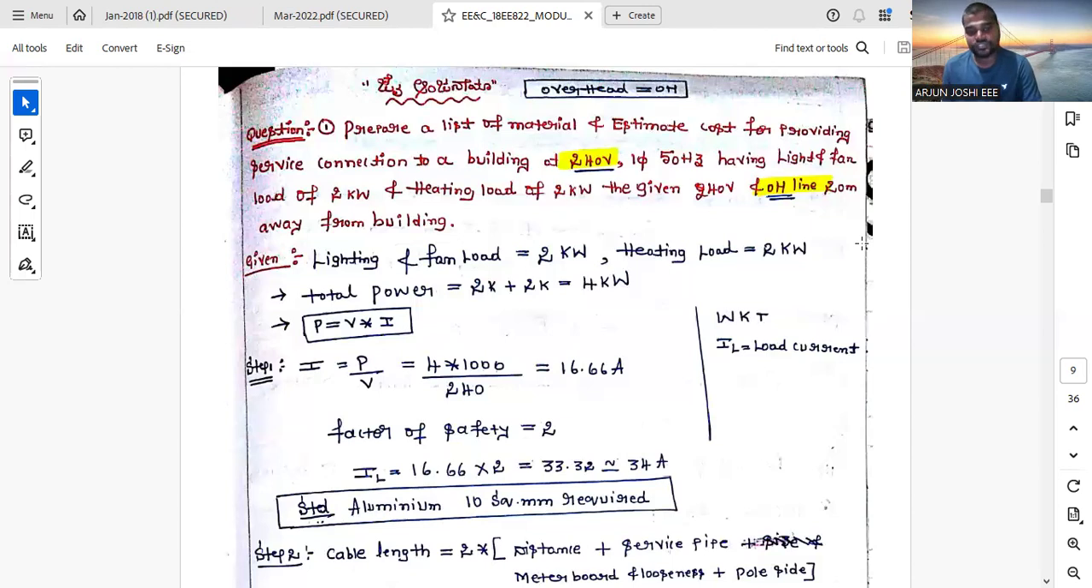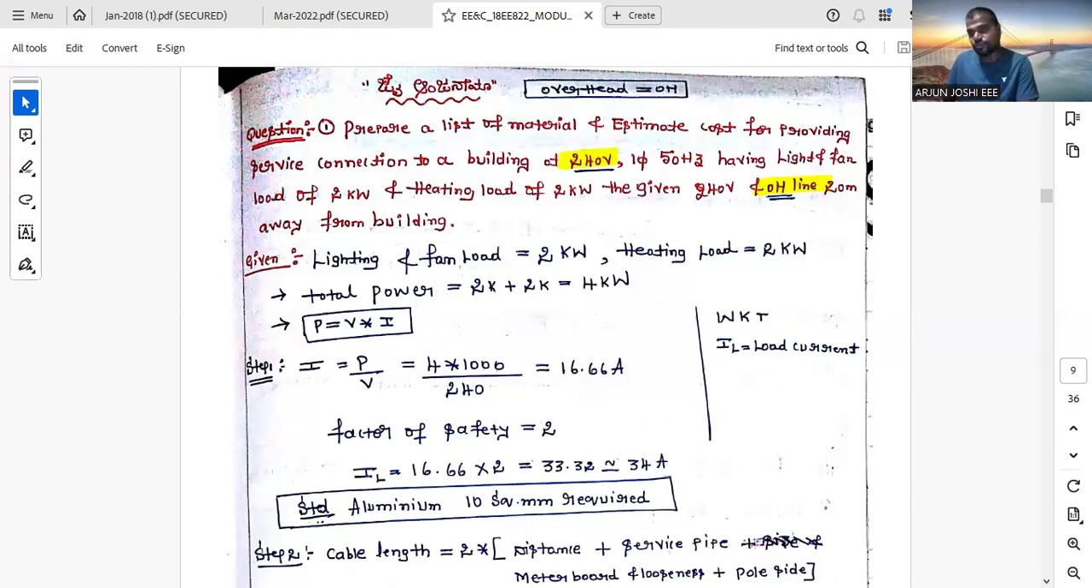So IL is equal to 16.66 into 2, we are going to get 33.32, approximately equal to 34 ampere. And why do we need to calculate this current? We need to find out the diameter of the conductor. So that's why we calculate this load current. Then we need to consider this 34 ampere and check it in the table. For service main, we are going to take copper conductor.